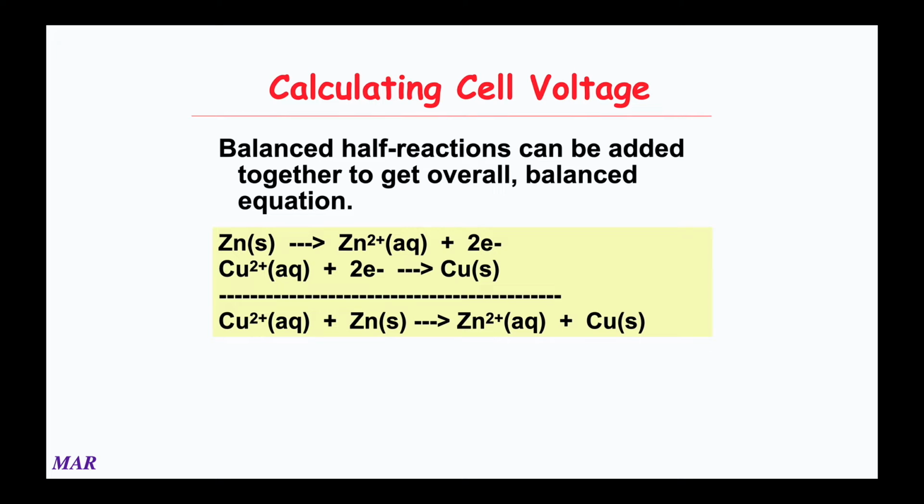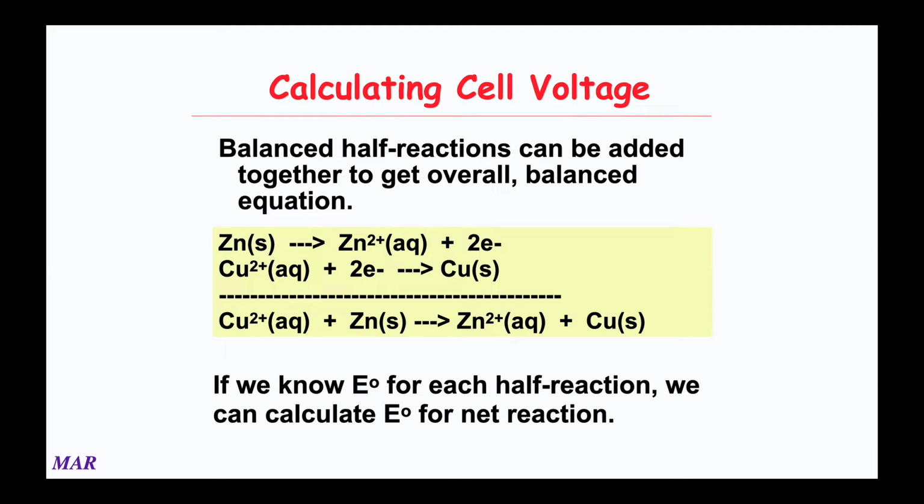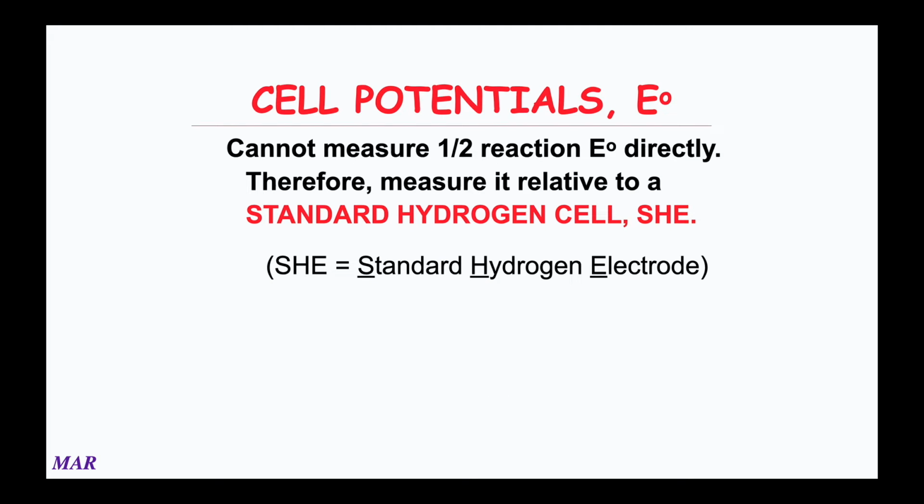So scientists need a ruler stick, a way to measure cell potentials for reactions. If we had that kind of system, then we could measure half reactions to give overall reactions. So this slide is introducing the measuring stick, if you will, that scientists use to measure cell potential. The measuring stick used by electrochemists is called the standard hydrogen cell, and that's sometimes a tongue twister. The standard hydrogen cell is also known as SHE.